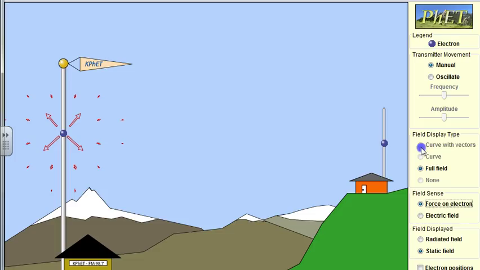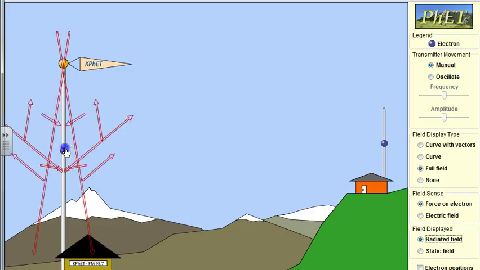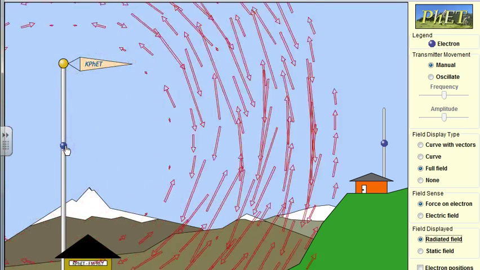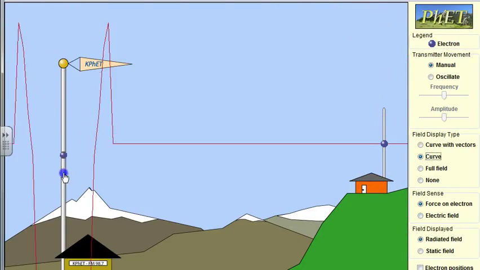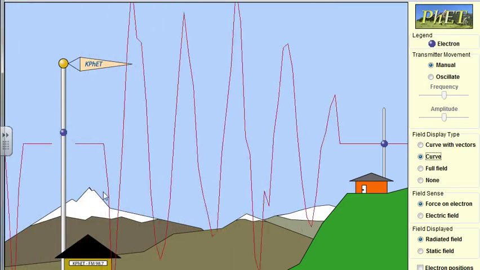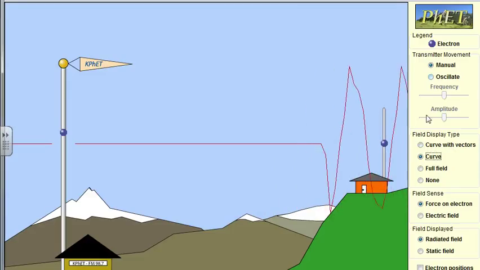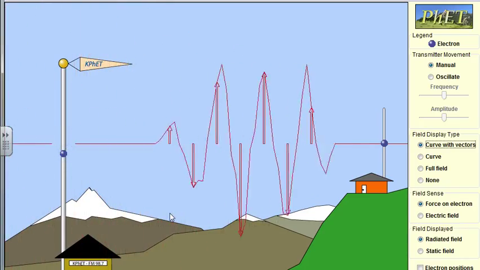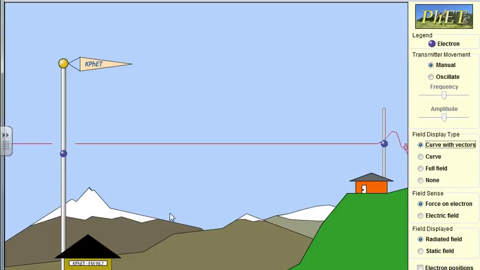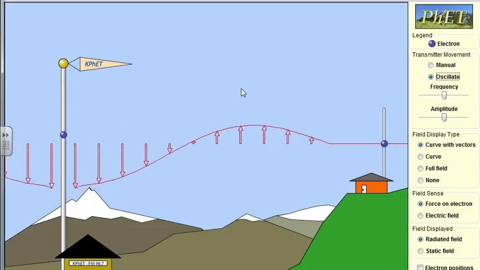So the interesting thing is when we take off the static field and we look at the radiated field, in other words, if you wiggle an electron, oh, that's kind of weird, right? But those electric field lines sort of radiate outwards. So another way to look at it is kind of like this. Or if I show you the same thing with vectors, it looks kind of like this. So what this is showing is that the electric field is actually moving through space. It's propagating, is what we would call it. And if I were to oscillate this, well, now we have a wave.